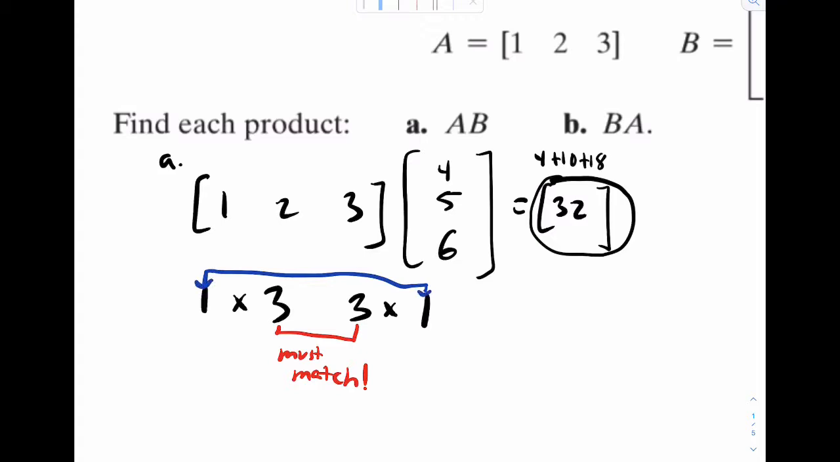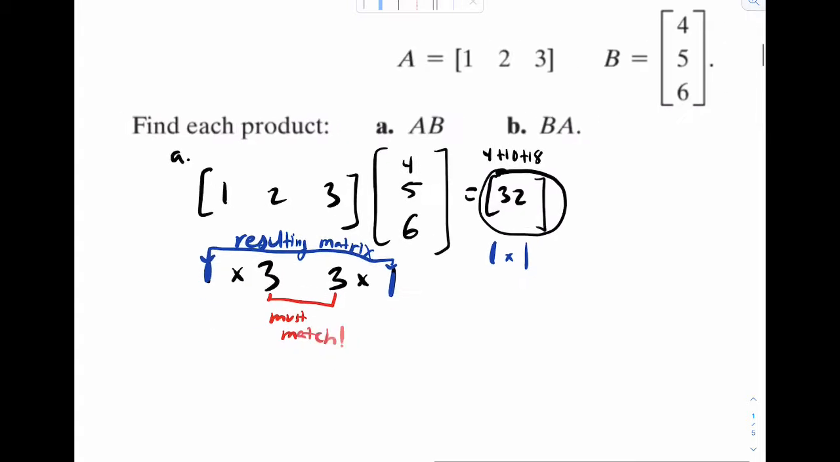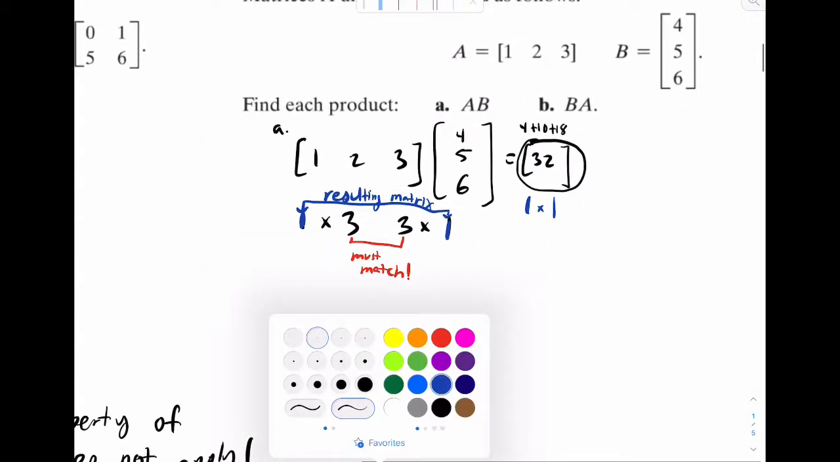And then what's really cool is this part. The outsides, that's your resulting matrix. So you'll see this 1 and 1, that's a 1 by 1. So that's pretty cool. Make that a little nicer for you. 1 by 1. So let's flip it. Let's see what happens here.